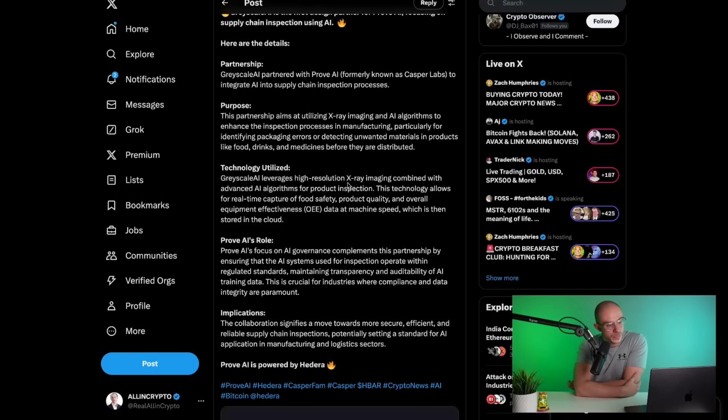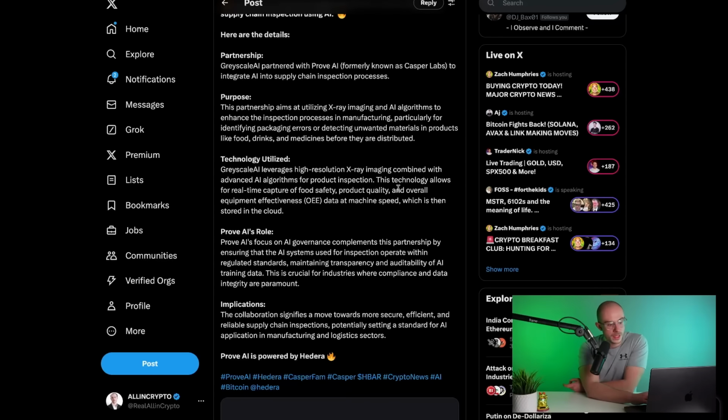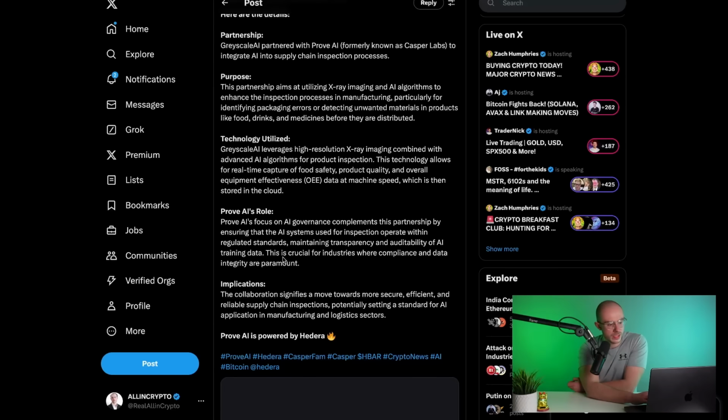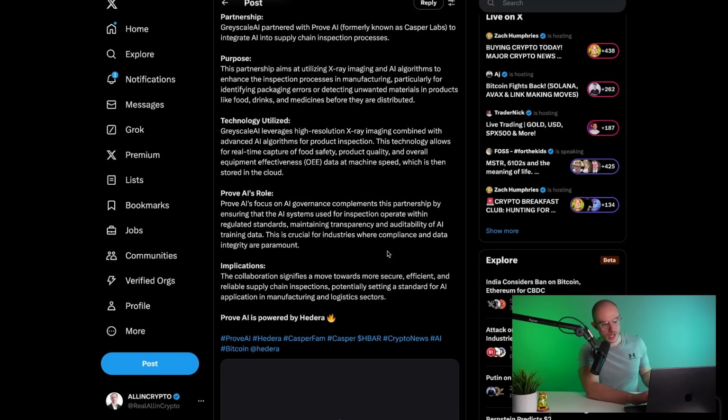Technology utilization, Grayscale's AI leverages high-resolution X-ray imaging combined with advanced AI algorithms for product inspection. This technology allows for real-time capture of food safety products and overall equipment efficiency data at machine speed, which is then stored on the cloud. Prove AI's role, Prove AI focuses on AI governance, complements this partnership by ensuring that AI systems used for inspection operate within regulatory standards, maintaining transparency and auditability of AI training data. This is crucial for the industry where compliance and data integrity are paramount.